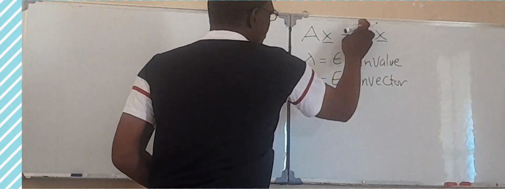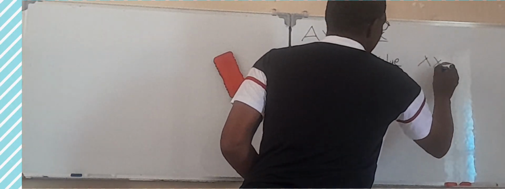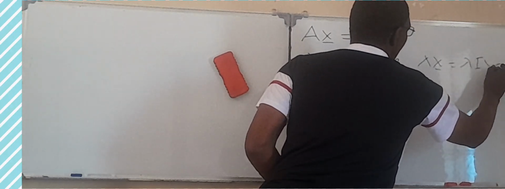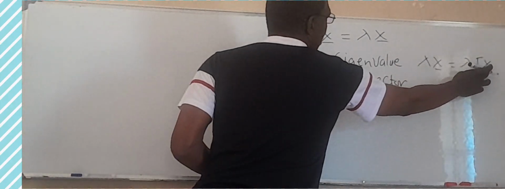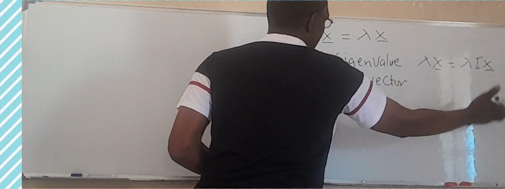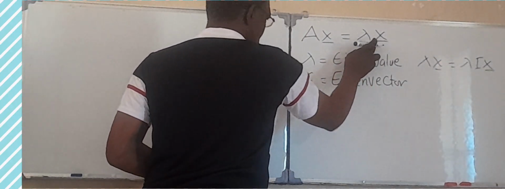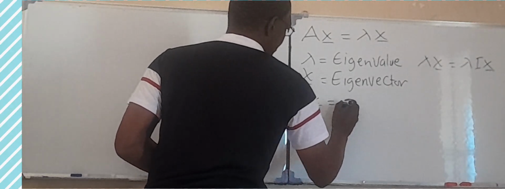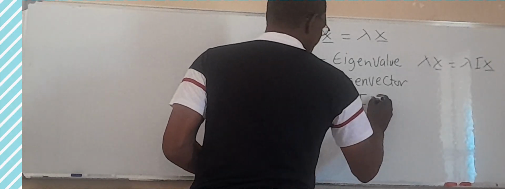So we can play around with this part here and say lambda x is equal to lambda multiplied by the identity matrix multiplied by our vector x. Nothing changes because vector x multiplied by the identity matrix remains the same. Now we can take this here and plug it over here. So we can now write Ax is equal to lambda multiplied by our identity matrix I multiplied by our vector x.